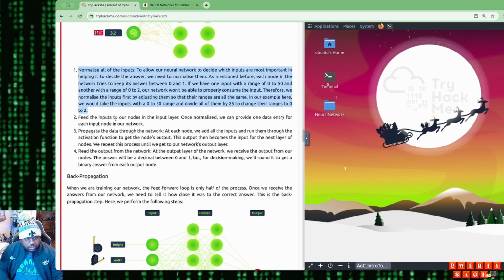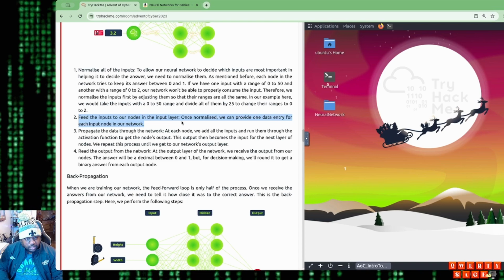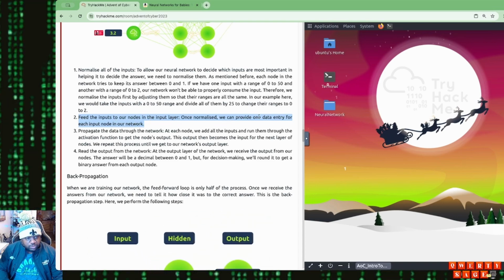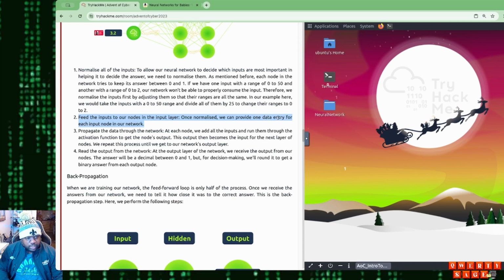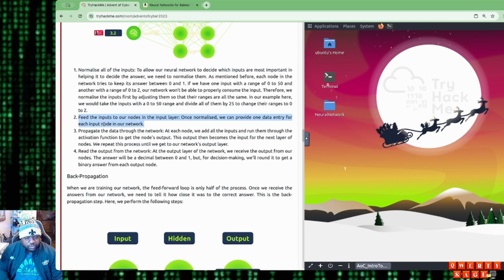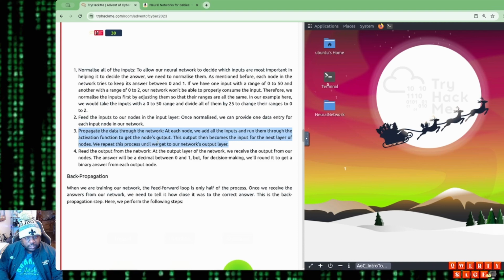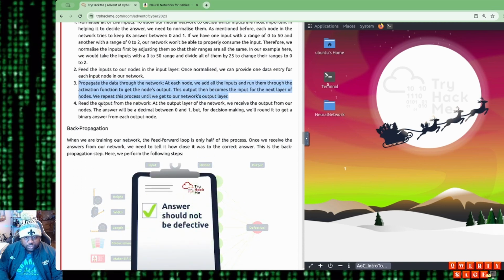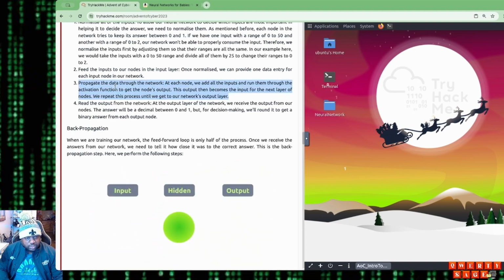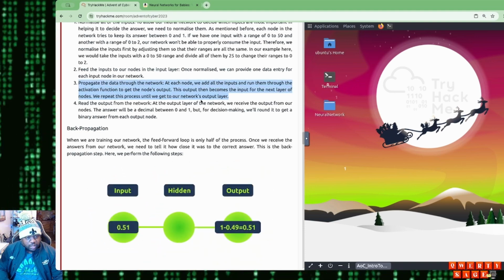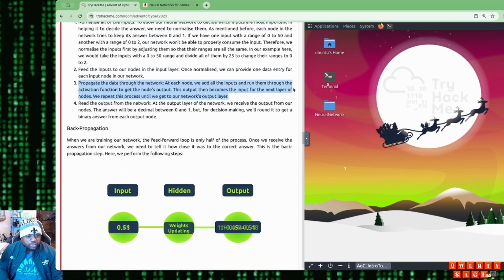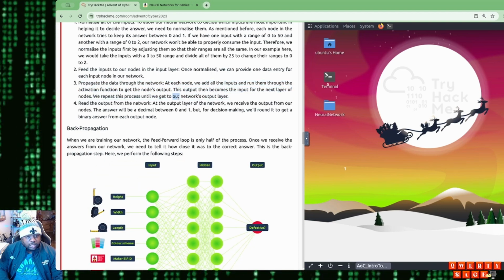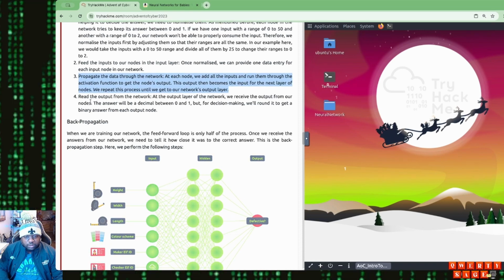Normalize the inputs. We feed the inputs to the layers of our nodes into the input layer. Once normalized, we can provide one data entry for each input node. Propagate the data through the network. At each node, we add all the inputs and run them through the activation function to get the node's output. The output becomes the input for the next layer. We repeat this process to get our network's output layer.